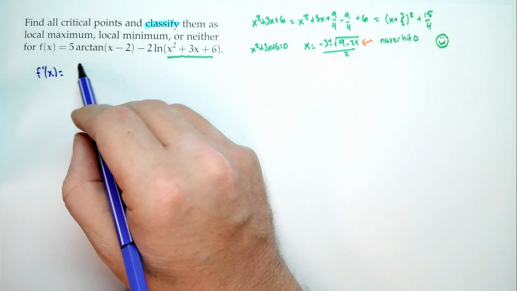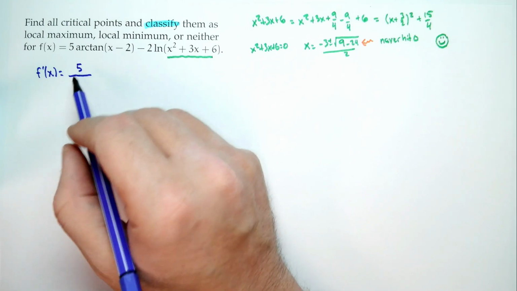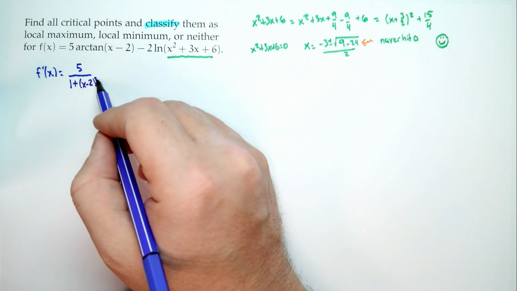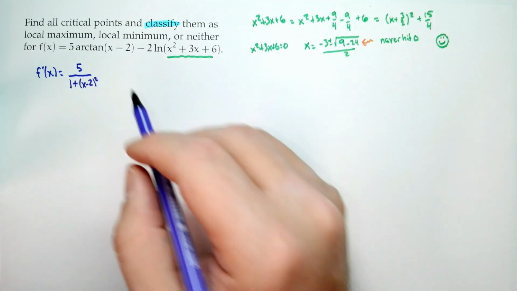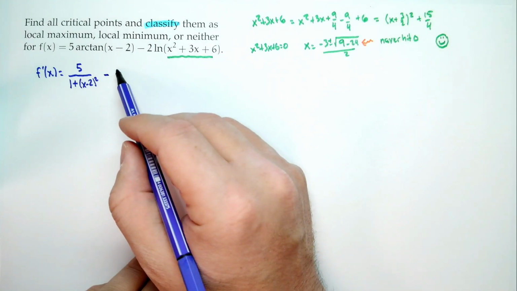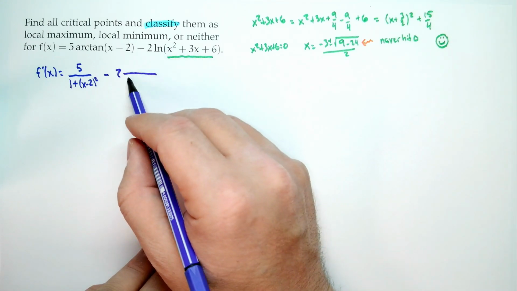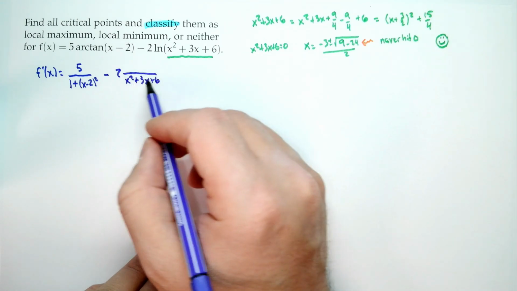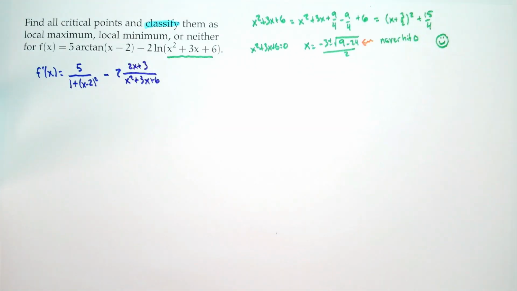Well, 5 is 5. Now when you take the derivative of arctangent, it's 1 over, so there's really a 1 upstairs, 1 plus the inside part squared times the derivative of the inside part. In our case, the derivative of the inside part is 1. For natural log, you take 1 over the inside, so you get x squared plus 3x plus 6 times the derivative of the inside, which is 2x plus 3.